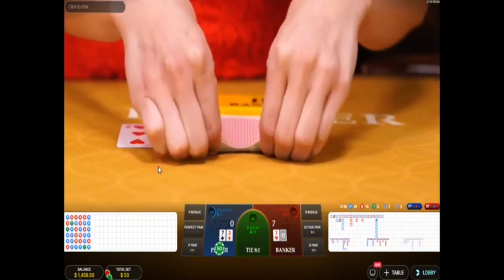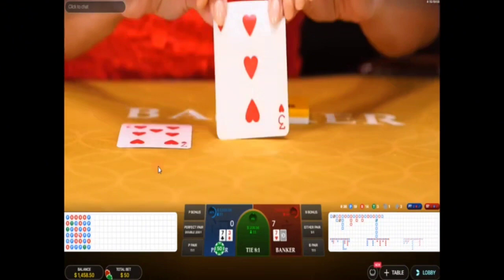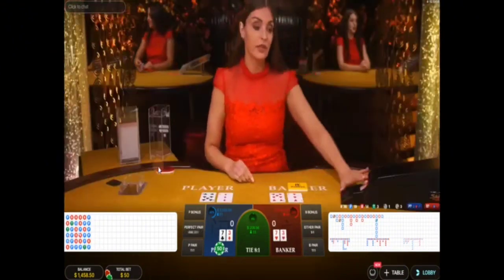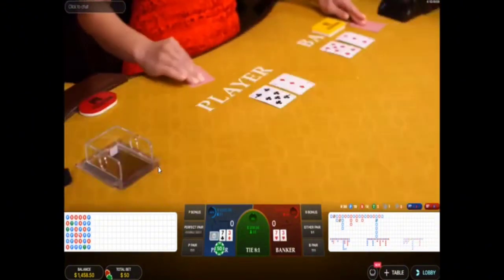I'm guessing she has a 2 or a 3. And nice. So it could be anyone's game right here. It's quite literally the same exact hand.